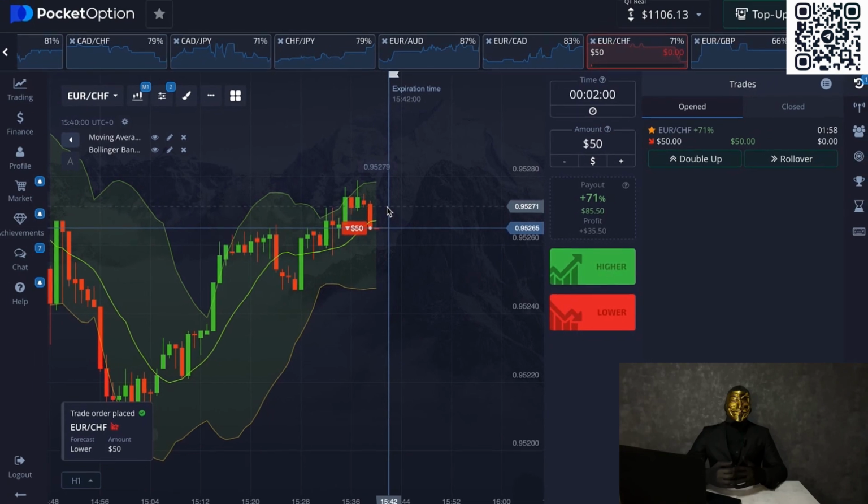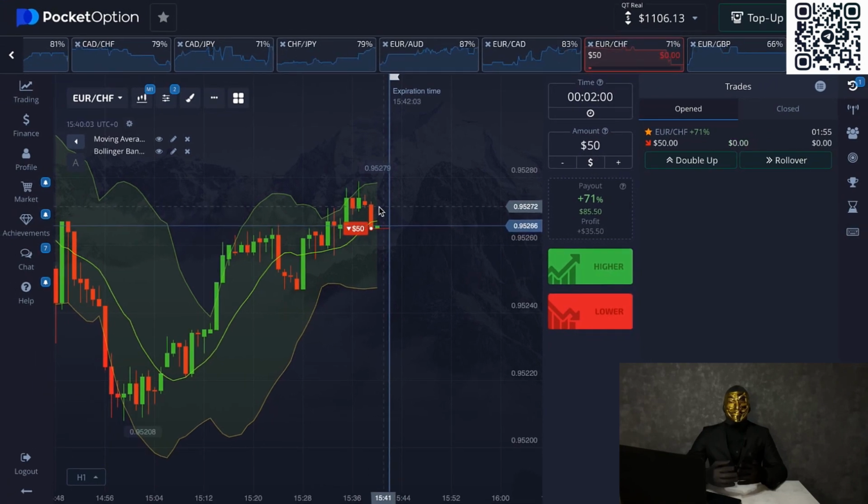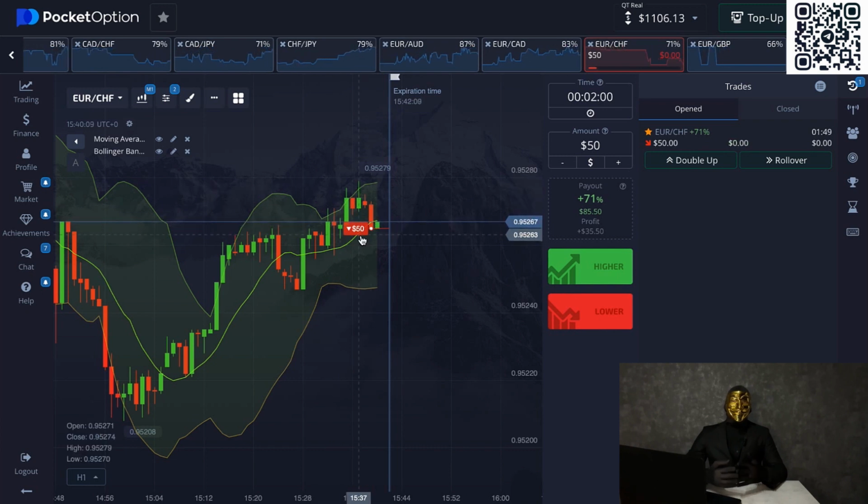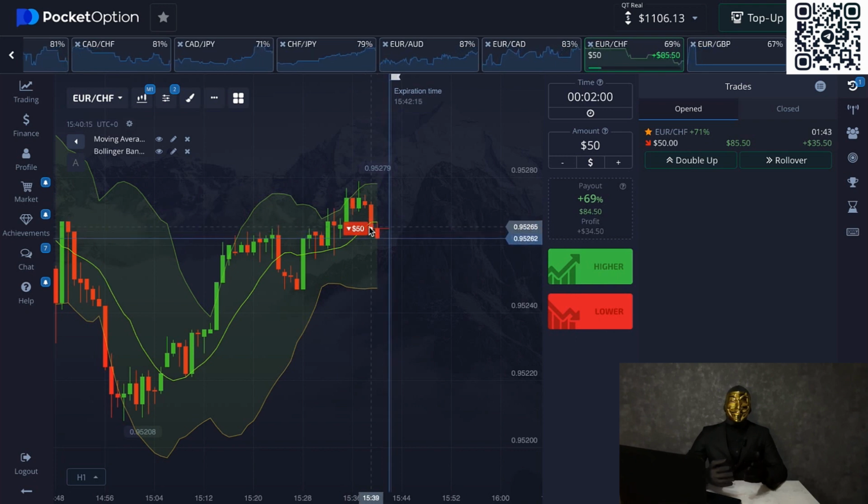So we have a great opportunity here to open a position. We see that the price moved from the upper border of the Bollinger Bands indicator and crossed the moving average indicator line from top to bottom. This is the sell signal, so here I opened a 2 minutes down trade. We are waiting for the end of this transaction.